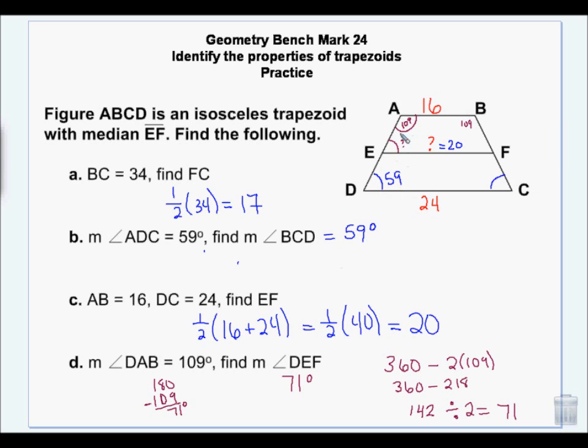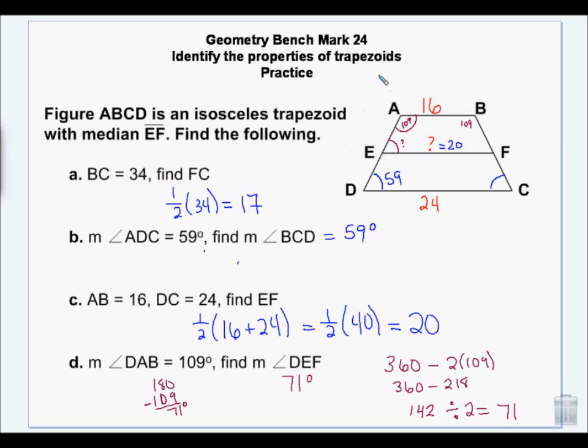Now, of course, that's adjacent here. That wouldn't work, obviously, here. These don't add up to 180. And these don't add up to 180. Does that make sense? So these two angles would add up to 180, but not these two. Just on the legs.